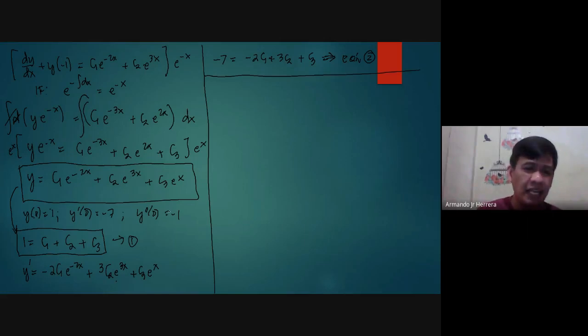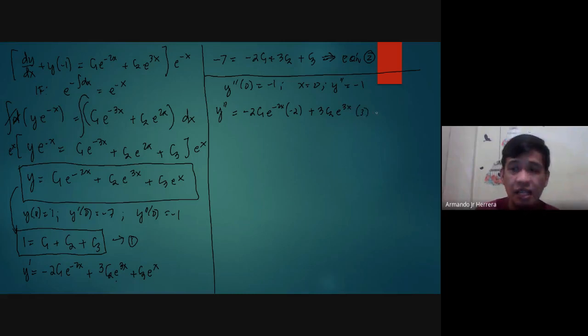So our third is y double prime of 0 is equal to negative 1. When x is 0, y double prime is negative 1. So take the second derivative from this first derivative. So that's y double prime equals negative 2c1 times the derivative of that, which is negative 2c1 e to the negative 2x times negative 2, plus 3c2 e to the 3x times the derivative of 3x, which is 3, plus c3 e to the x.